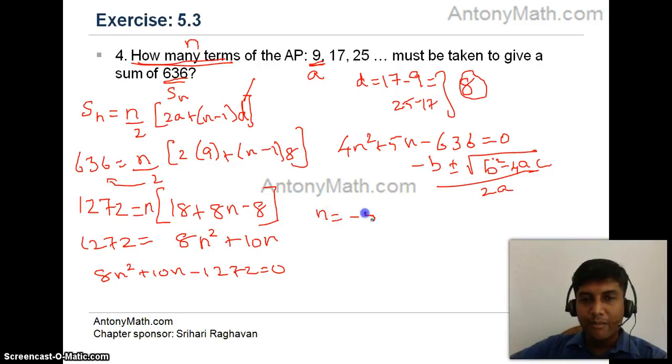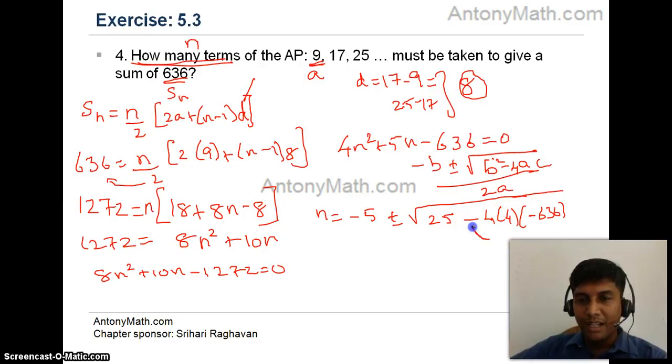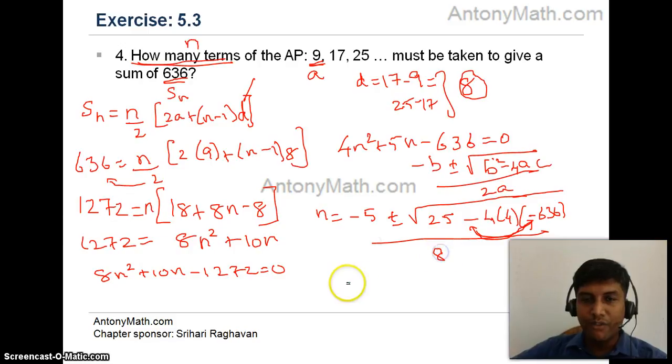So n is minus 5 plus or minus square root of b square, 5 square is 25, minus 4a times minus 636. The square root covers all of these terms. The minus multiplied by this minus become a plus. By the way, this entire thing is divided by 2 times 4, which is 8. Minus 5 plus or minus square root of 25 plus, what I have is 4 into 4 into 636.